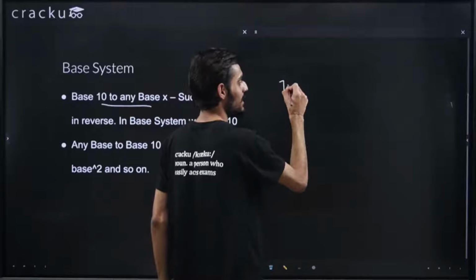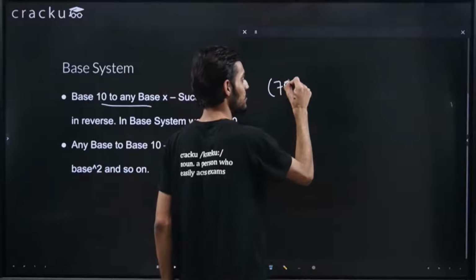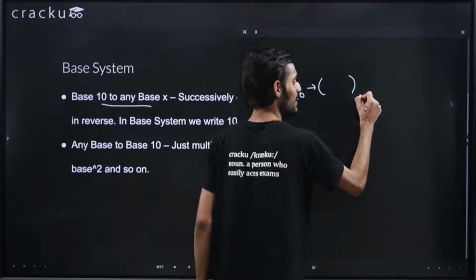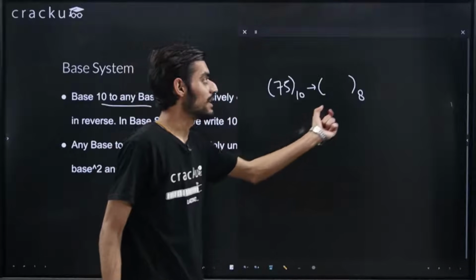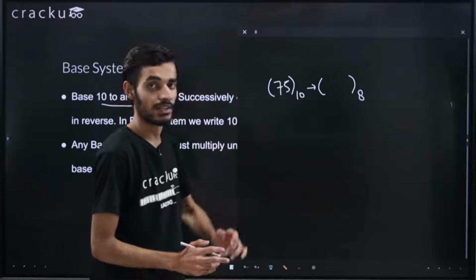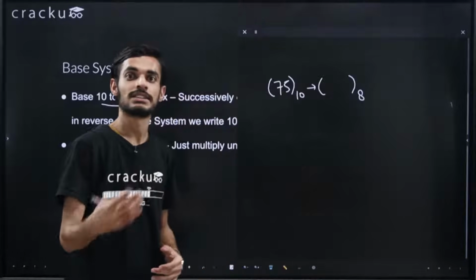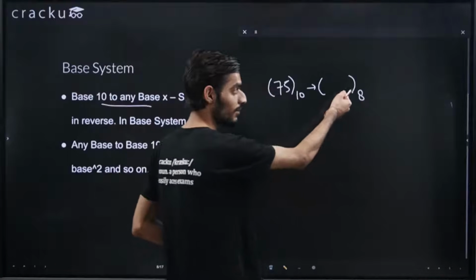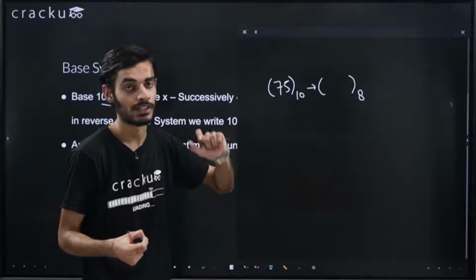Let's say, again taking an example, I have a number 75 in base 10, and I want to convert this number from base 10 to a number in any other base. Let's say I want to convert it to base 8. So what does that mean? If a number is in base 8, the digits that I can use will be from 0 to 7. In base 10, the digits that we use are from 0 to 9. So here the digits will be from 0 to 7. If the base is, let's say, 6, we can use the digits from 0 to 5. We can't write 8 here because that is the base. So the maximum digit that we can write here is 7.